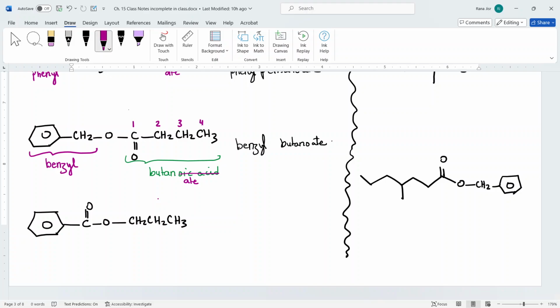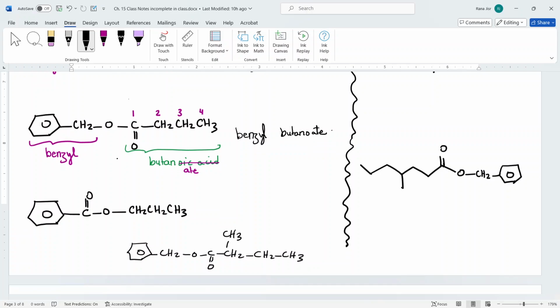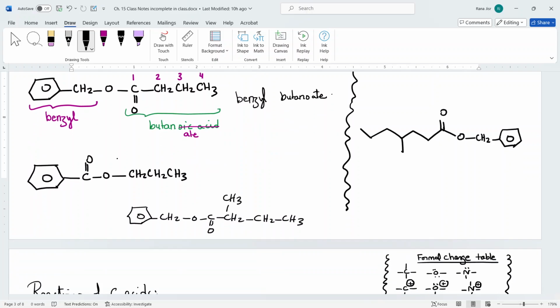So let's, for example, see if we have something like this. Here you go, a CH2, an oxygen, a carbonyl, and then a CH2. On that CH2, I have a CH3, and then I have a CH2, and then a CH3, okay? And I ask you, go ahead and name this.